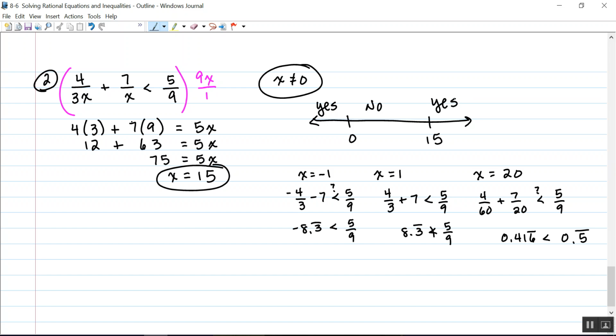So my final answer is going to be an OR inequality: anything that's less than 0 or anything that is greater than 15. So x is less than 0 or x is greater than 15.